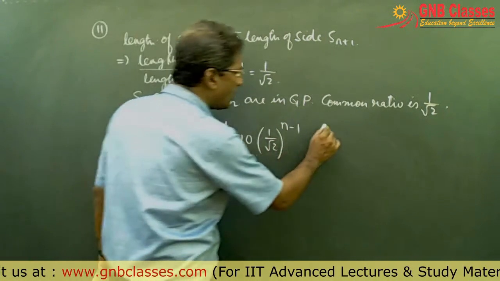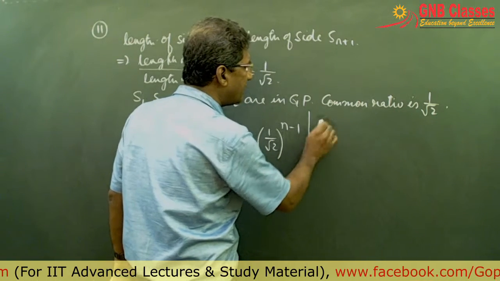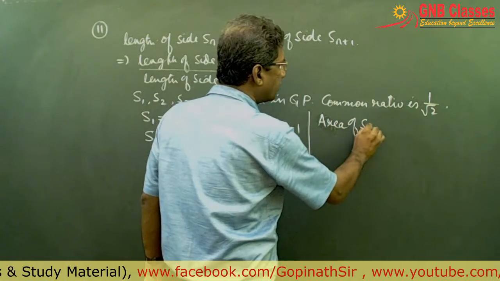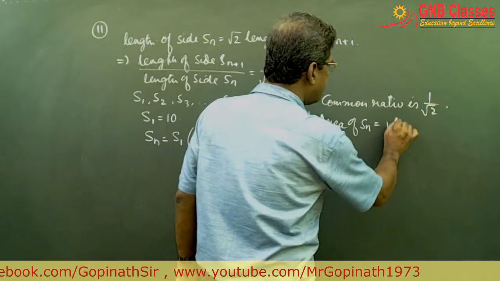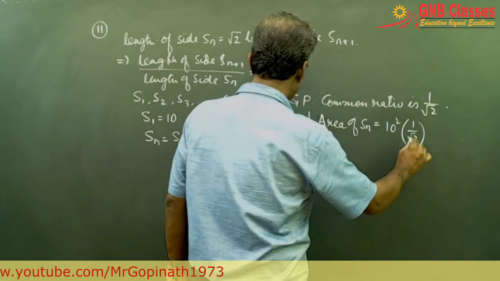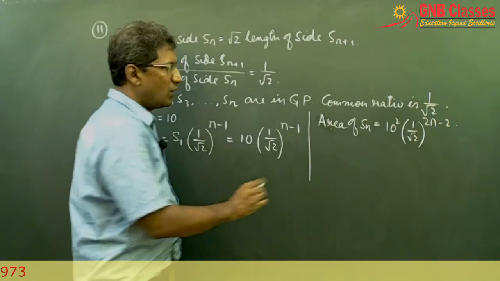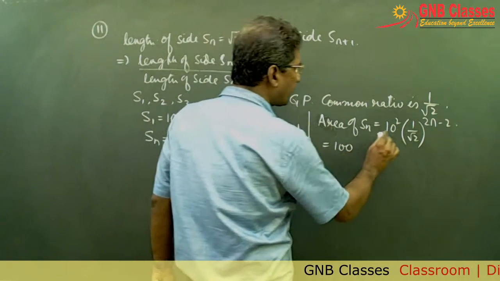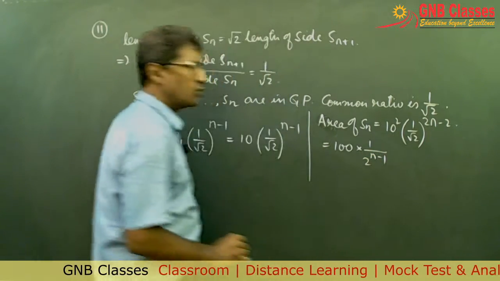Therefore, what will be the area of the square Sn? Area of Sn is what? It is side square, that is 10 square into (1 by root 2) whole to the power 2n minus 2. Do you accept this? Okay, now this gives you 100 into 1 by 2 to the power n minus 1.